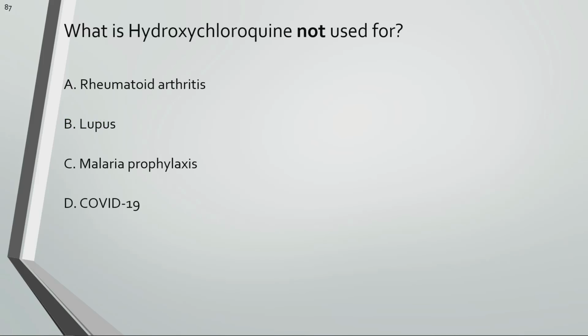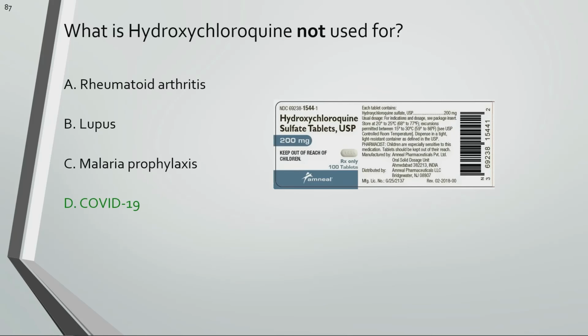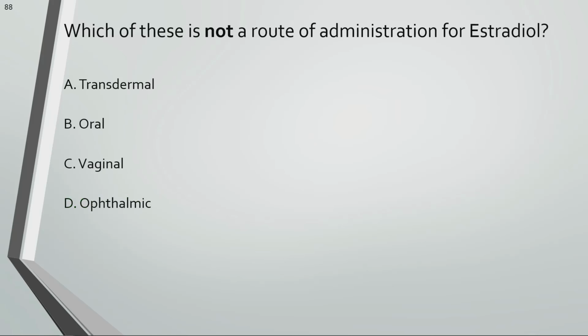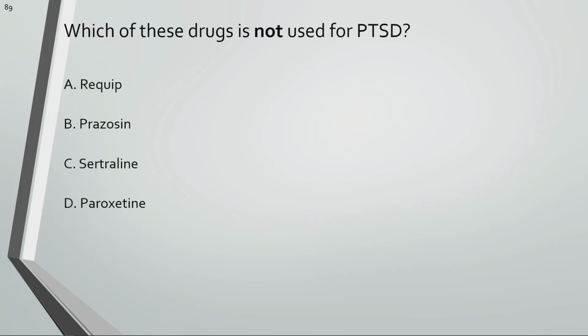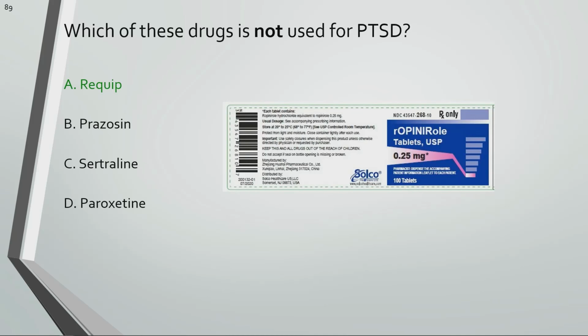What is hydroxychloroquine not used for? Current studies have shown no significant difference in clinical outcomes for patients receiving hydroxychloroquine for the treatment of COVID-19. Which of these is not a route of administration for estradiol? Estradiol is not supplied as eye drops, but can be used by transdermal, oral, and vaginal routes. Which of these drugs is not used for PTSD? Requip, or ropinirole, is used for Parkinson's disease and restless leg syndrome.